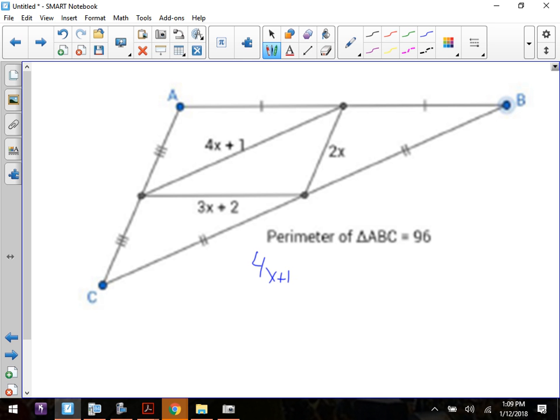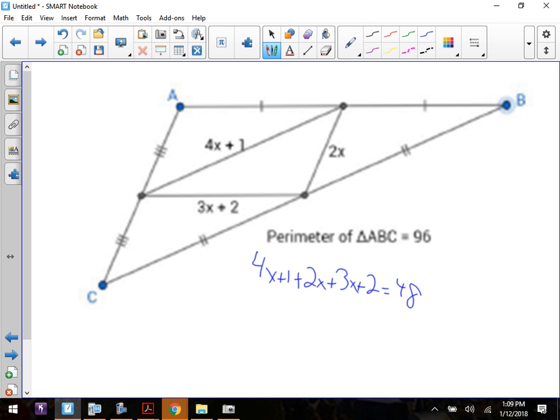So 4x and 1, 2x, 3x and 2. Half of 96 is 48. And the idea is if that segment AC was 8, that means that each chunk of it would be 4. So what you're doing is you're just adding up half the sides to get to that.